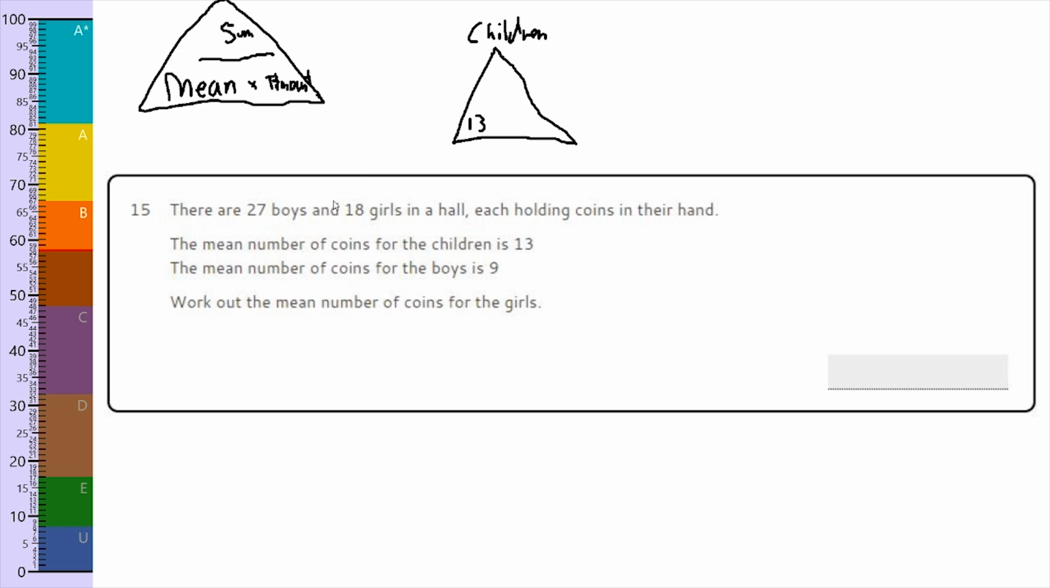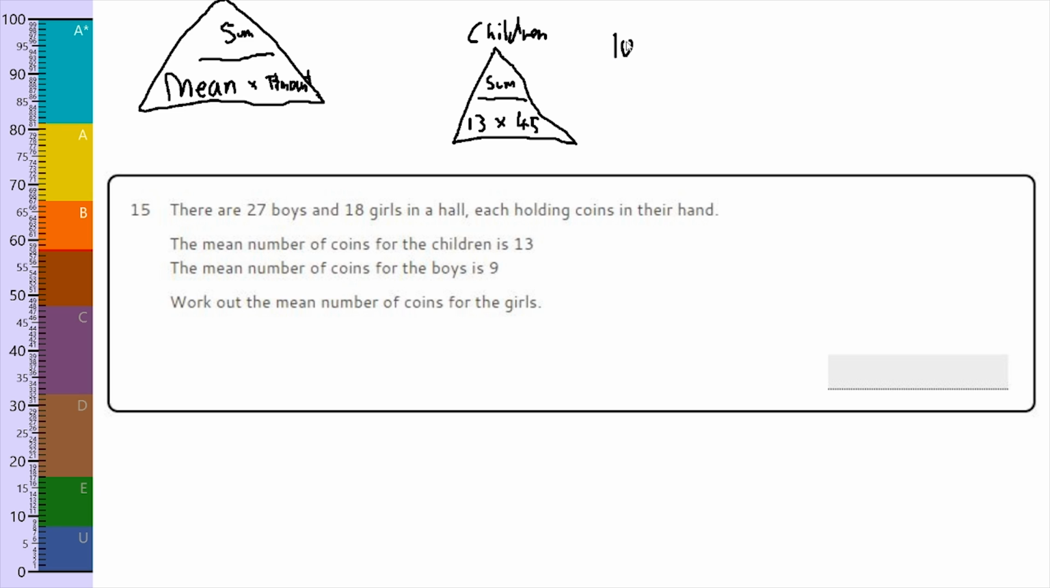and I know that there are 27 plus 18, which will be 45. Am I correct on that? I hope I am. 45 of them. So, using this triangle, I can actually work out what all their coins add up to. I do that by 13 times 45.